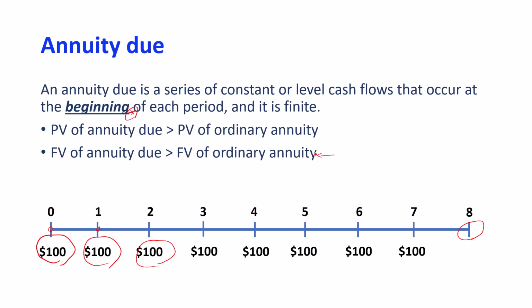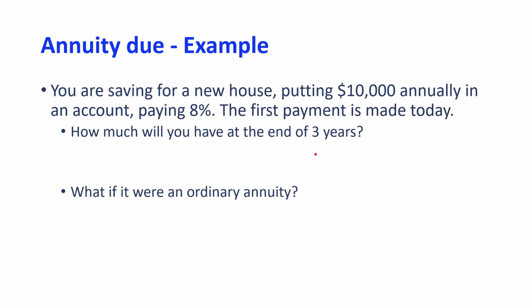Okay, so let's look at an example. You are saving for a new house and you're putting down $10,000 annually in an account paying 8%. The first payment is made today. So this is the keyword that tells you that this is an annuity due, because the first payment is at the beginning of the period, today.